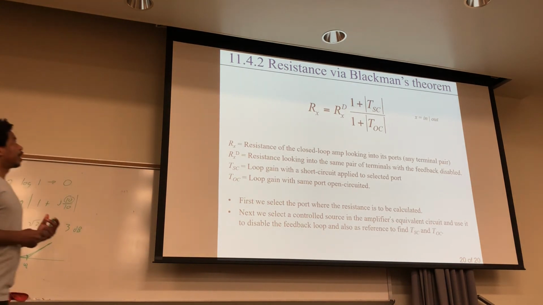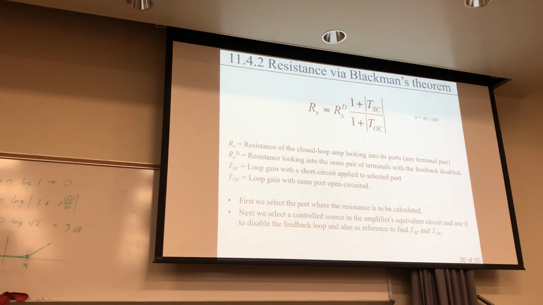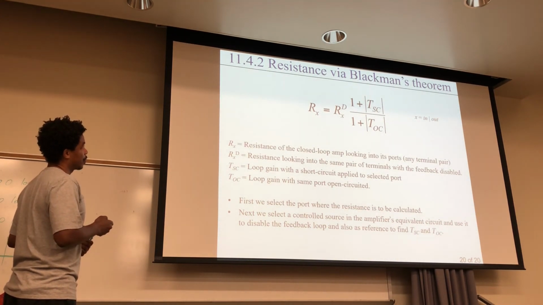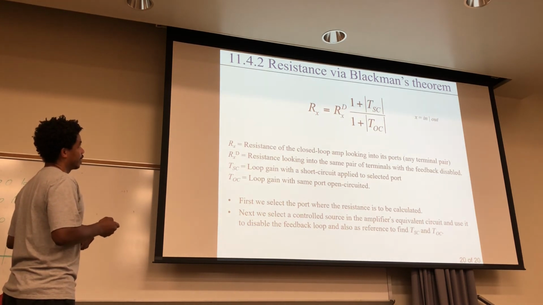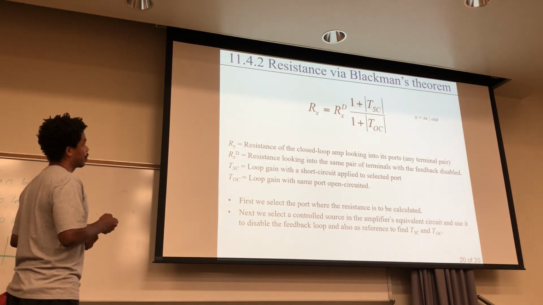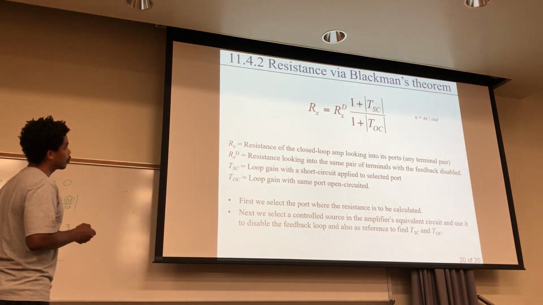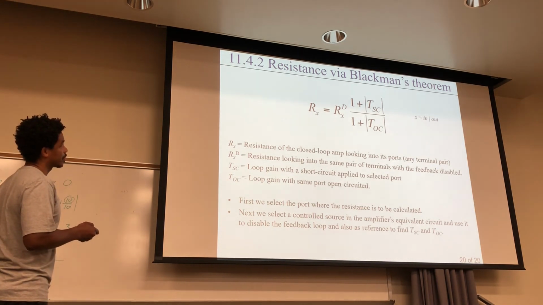Okay, and so I just want to introduce Blackman's theorem. It's a very useful resistance formula for determining the resistance of the input or output of different amplifiers. And so here's the form right here. This X, you just replace it with in or out. So if you're looking for the input resistance, you can calculate that quite easily by applying this formula, or even the output resistance as well. So what this Rx is, is the resistance of the closed loop amp looking into any terminal pair.